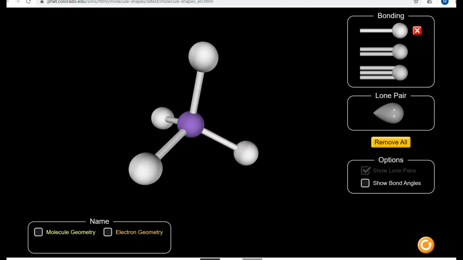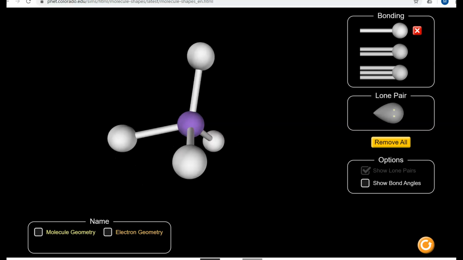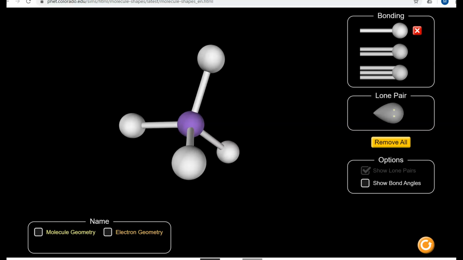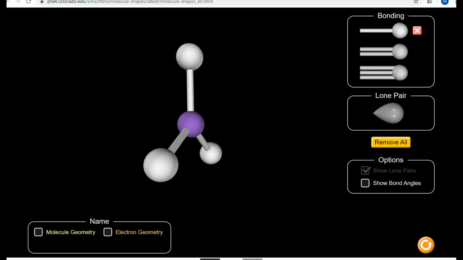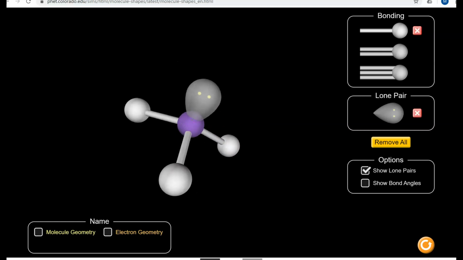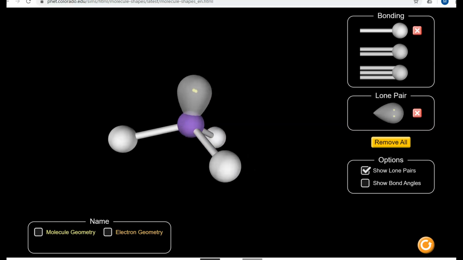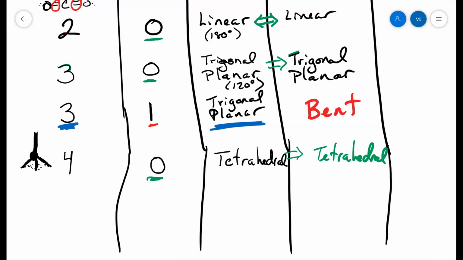Now, what happens when I replace one of my bonds with a lone pair of electrons? This is our next one. This is our 3-1. Let's pop back over to our chart, fill in our chart quick. This is going to be 4 total regions. One of them is a lone pair. 4 regions tells me it has to be a tetrahedral.